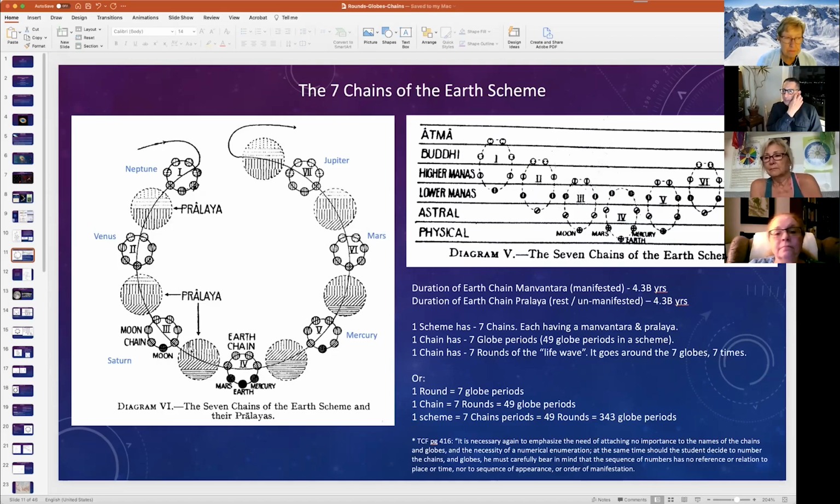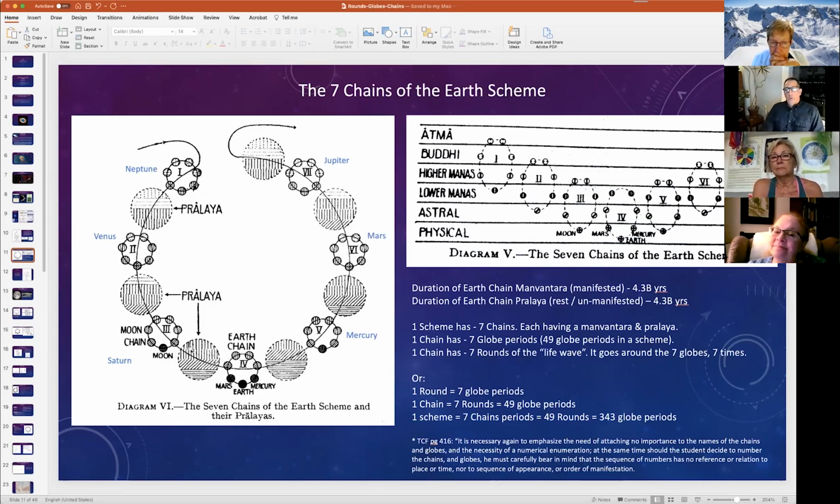But there was a Pralaya between the moon chain's termination and the Earth chain's incarnation. It's never said how long, although if it's the same as the day and night of the Earth chain, then there would have been another 4 billion years between that, and then the moon chain, for however long it was going on before it got aborted, 3 or 4 billion years. So it's easily 8, 9, 10 billion years older than the Earth.